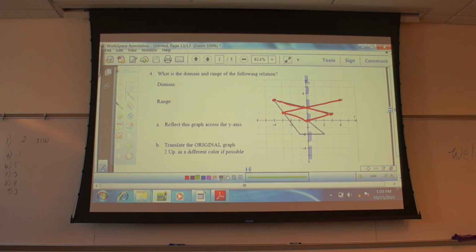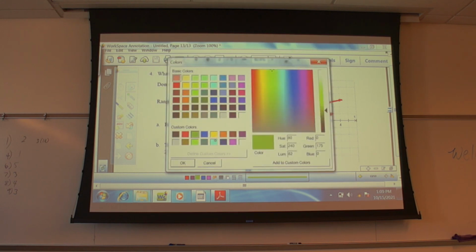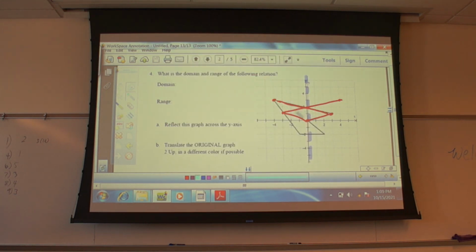How about if I did a bright green-blue, is that an okay color? Can you folks see that okay? So then my next one is, from here, where do I go in the original one?